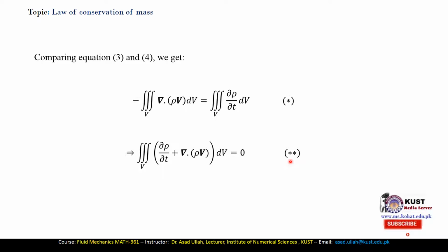Here, in this derivation, we considered the closed surface S, which is continuous and differentiable. So, in equation double star, the integrand must be equal to 0. So we get the result in the form of equation 5. This equation 5 is the continuity equation, which is the mathematical form of the law of conservation of mass.